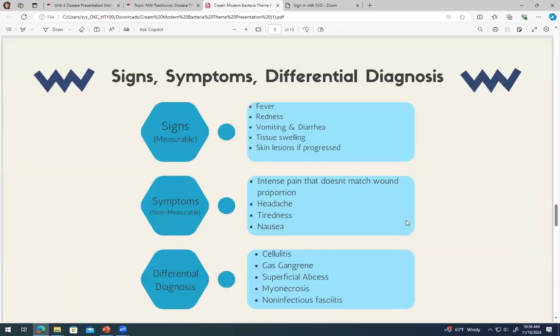Signs and symptoms, I mean, it's kind of the same thing. You're going to have a lot of redness. The biggest thing for symptoms is you're going to see a patient present and they're going to have a red lesion on the skin and it looks like a sunburn, but the pain that they are going to have associated with this is going to be disproportionate. You have your different diagnoses, which are going to be gangrene, cellulitis.